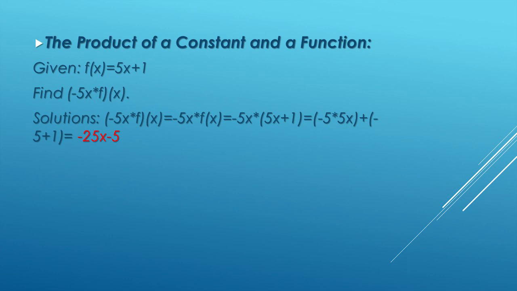Second step is to substitute the given value of the function to the equation, making negative 5 times f of x into negative 5 times 5x plus 1. Last step is to simplify the equation, which means negative 5 times 5x plus 1 becomes negative 5 times 5x plus negative 5 times 1. Then the final answer is negative 25x minus 5.